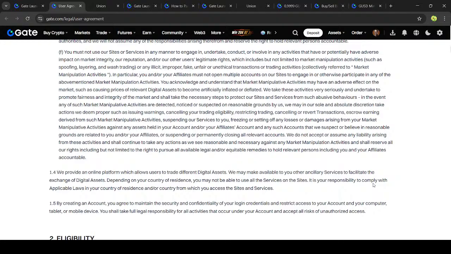So in particular, you and your affiliates must not open multiple accounts on other sides or engage in other ways and participate in any involvement in market manipulative activity. You acknowledge and understand that market manipulative activity may have an adverse effect on the market, such as influencing the price of the relevant digital asset to become artificial, inflated or deflated.